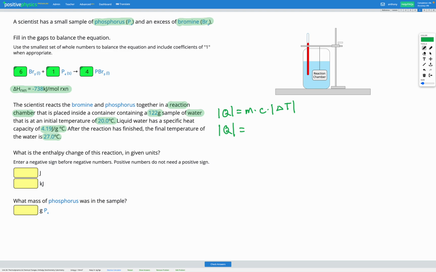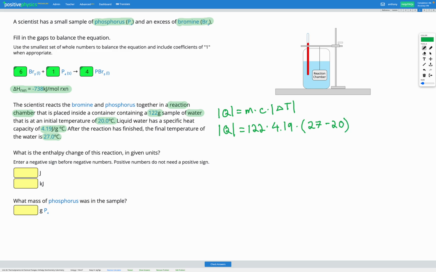So the mass of our water sample is 122 grams. The specific heat capacity of water is 4.19 joules per gram degree C. Then we have the change in temperature. We know that we started at 20 degrees C and we ended at 27. So the change is going to be 27 minus 20.